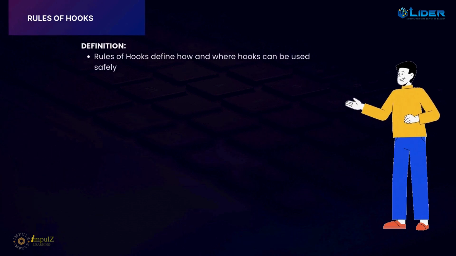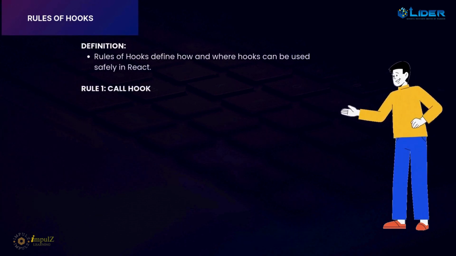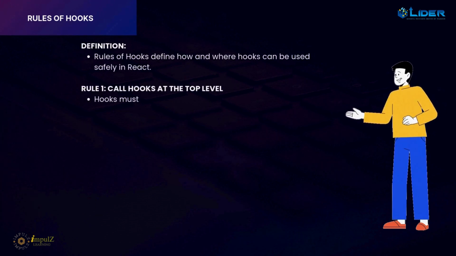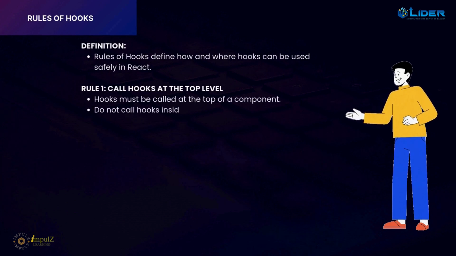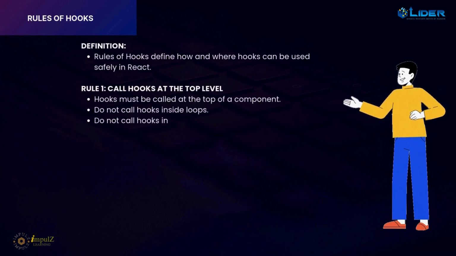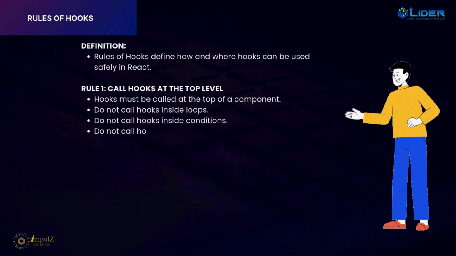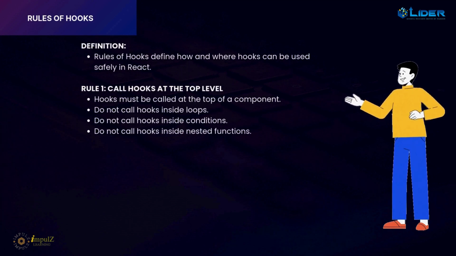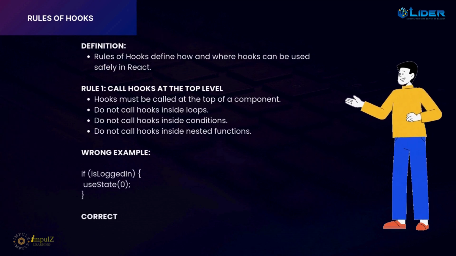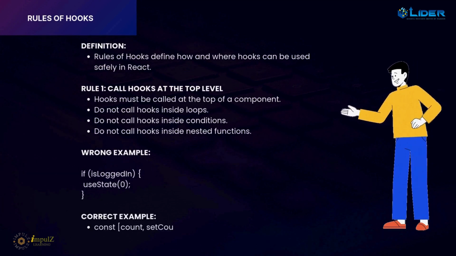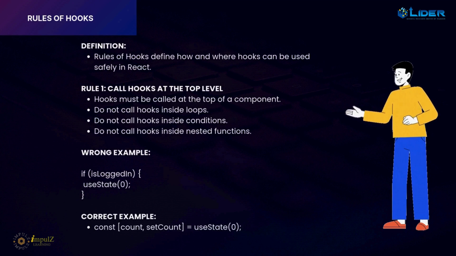Rule number 1. Always call hooks at the top level of a component. Hooks should not be called inside loops, conditions, or nested functions. In the wrong example, useState is called inside an if condition. React may skip the hook when the condition is false, breaking the hook order. In the correct example, useState is called at the top of the component. This ensures hooks run in the same order on every render and work correctly.